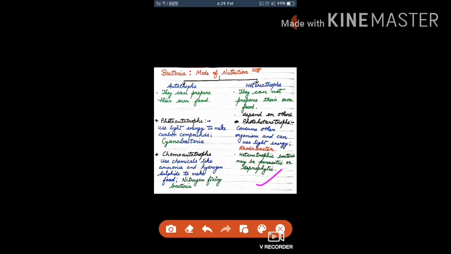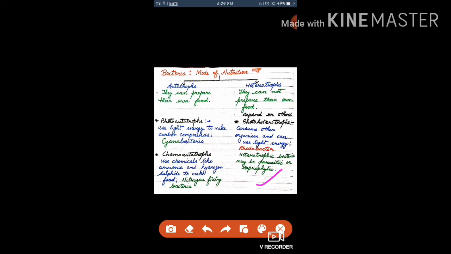Photoautotrophs. This word consists of two words, photo and autotrophs. Photo means light. So these bacteria use light energy to make carbon compounds or their food. For example, cyanobacteria. Cyanobacteria is a photosynthetic bacteria, a blue-green algae type. So here I wrote this word by using two colors, green and blue, cyanobacteria.